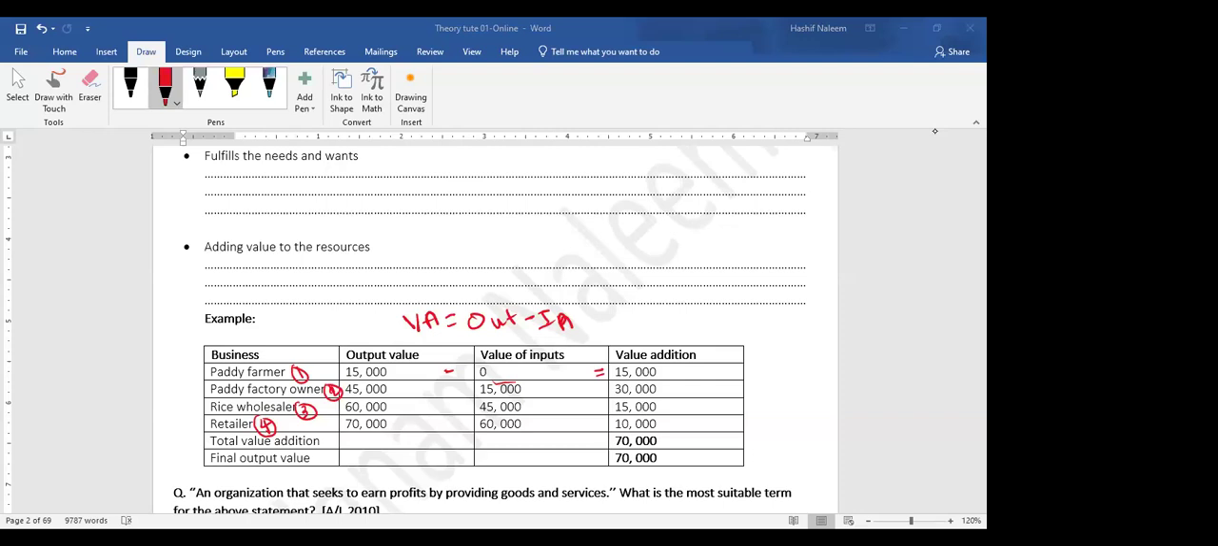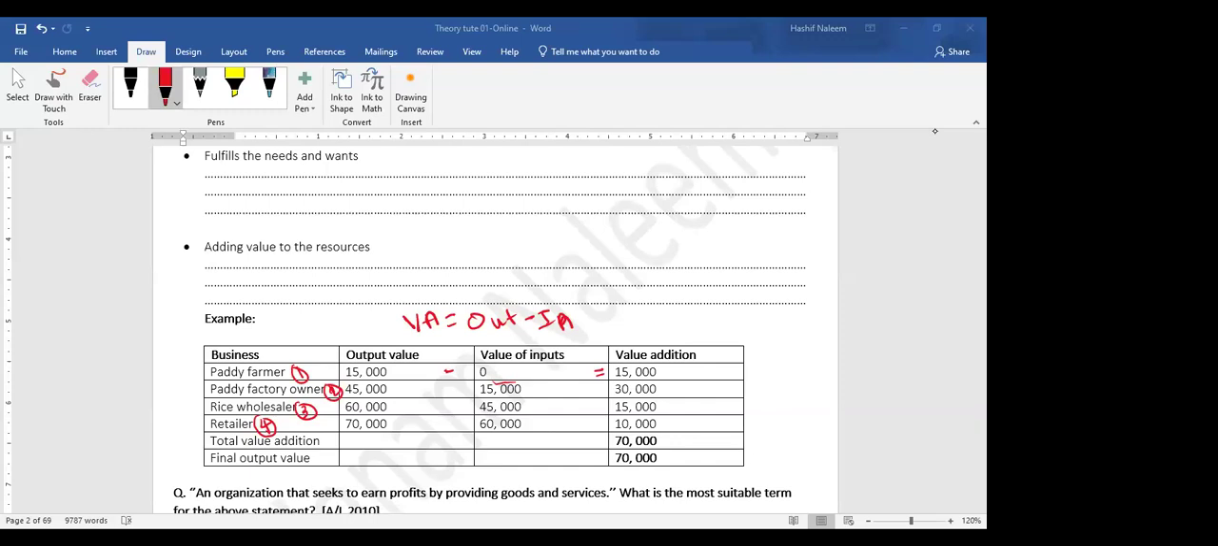Then that paddy farmer is giving it to the factory owner. The factory owner is purchasing for how much? 15,000. When he purchases paddy, he will convert that paddy to rice. So he is selling that rice for 45,000. So what's the value addition he made here? 30,000. He increased the price from 15,000 to 45,000. He's changing its nature, right? He purchased only raw paddy, and now he's selling it as rice. So he's changing the nature of the resources. So the value addition he made is 30,000.